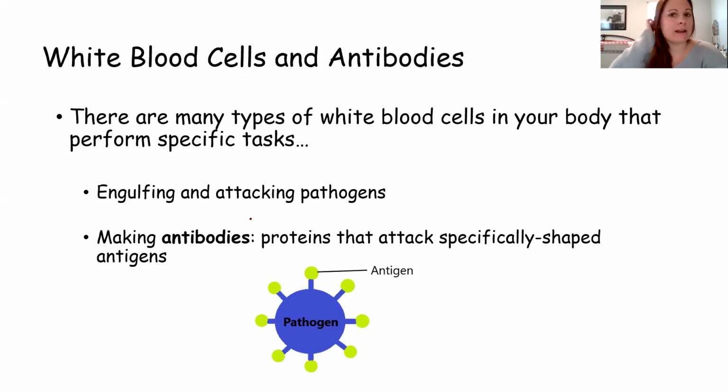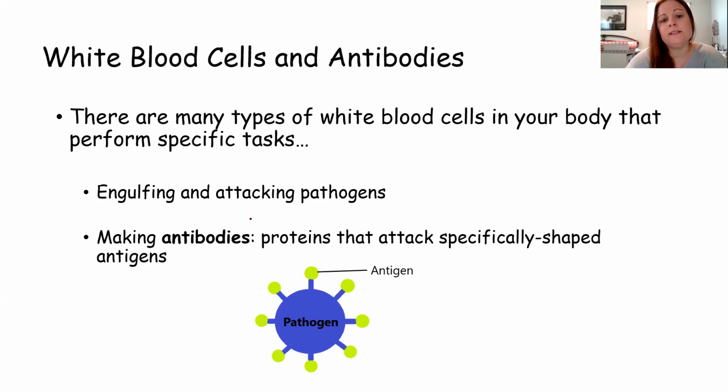So how does your body recognize these? There are many types of white blood cells in your body, and each different type performs a specific task. So you have some white blood cells called macrophages, and their job is to just kind of float around like blobs in the blood. And they find a pathogen, they surround it, they engulf it, they digest it, and they attack it.